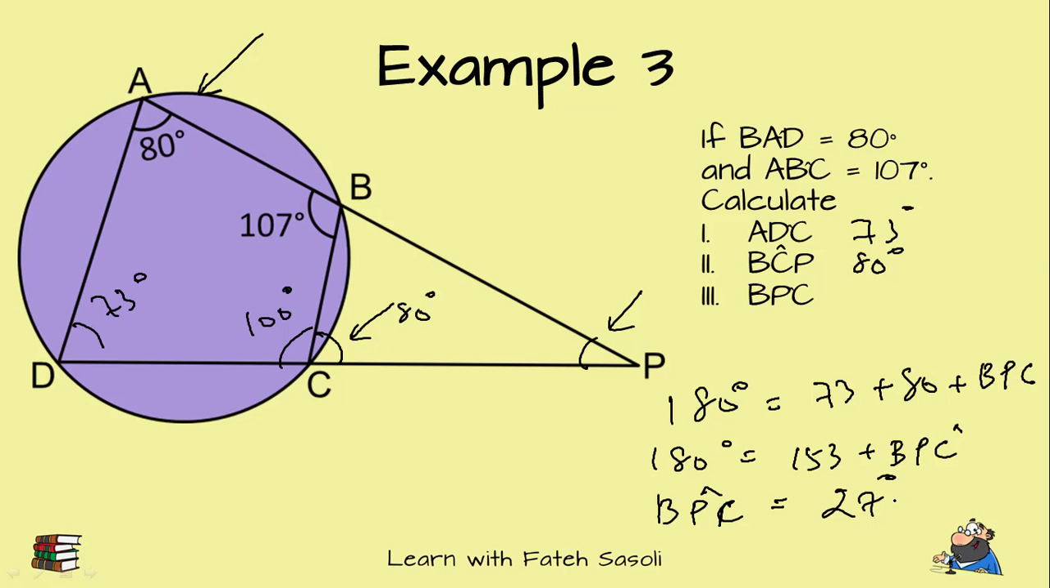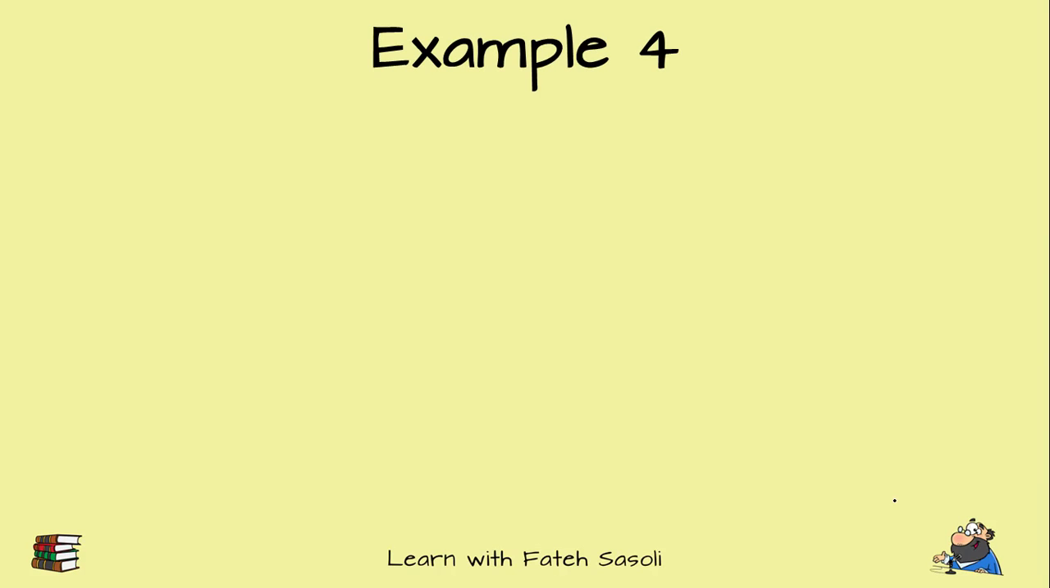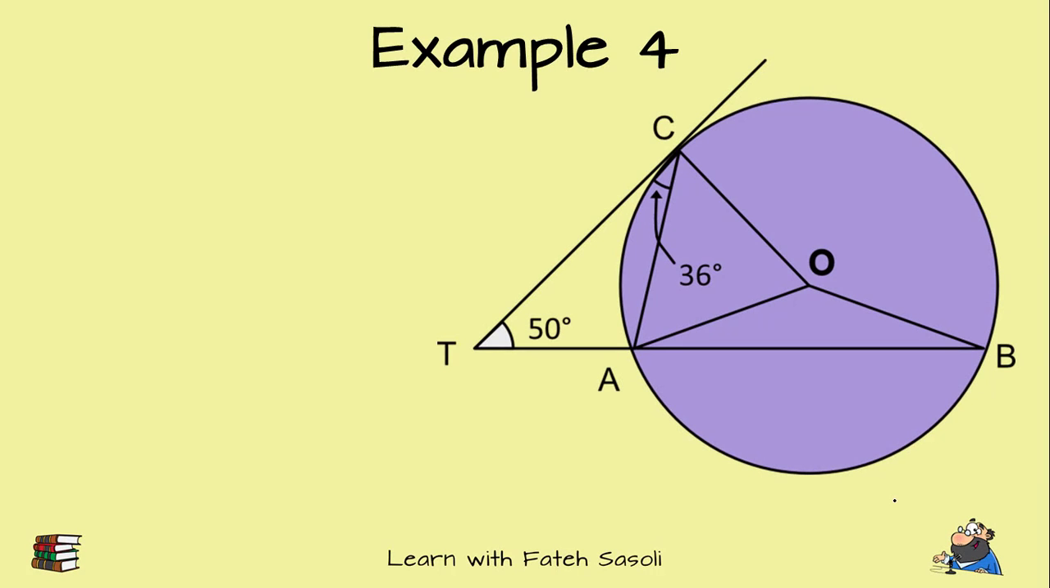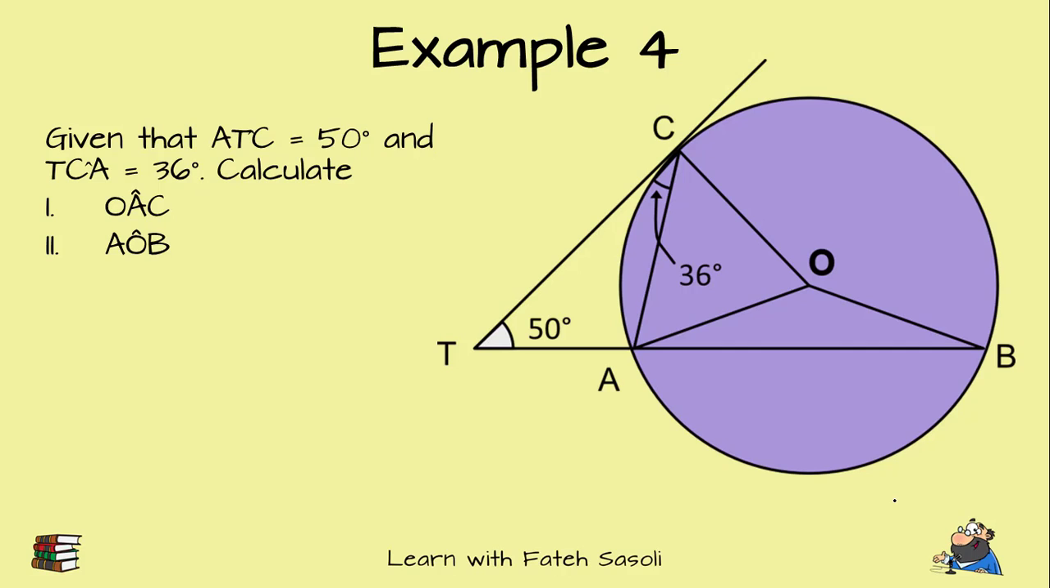Hope you understood that. Now let's move to the next example. In example number 4, given that ATC is equal to 50 and angle TCA is equal to 36, we are supposed to calculate OAC. OAC is this angle over here.